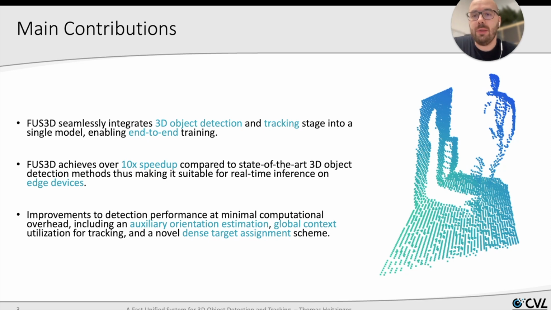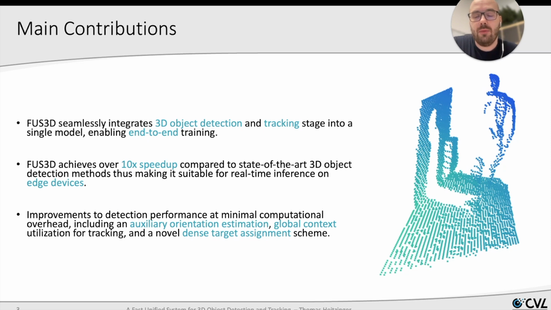First, FUSed seamlessly integrates both 3D object detection and tracking into a single neural network, thus enabling end-to-end training. Second, FUSed is extremely fast. We achieve up to 10 times higher inference speed compared to other state-of-the-art object detection methods, thus making it suitable for real-time inference on the edge.